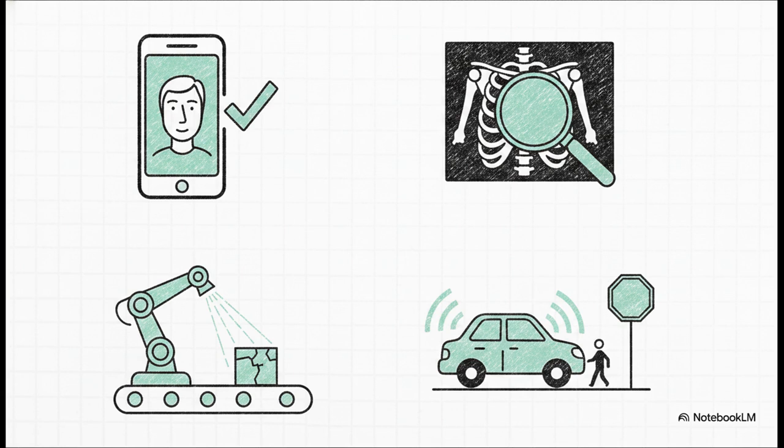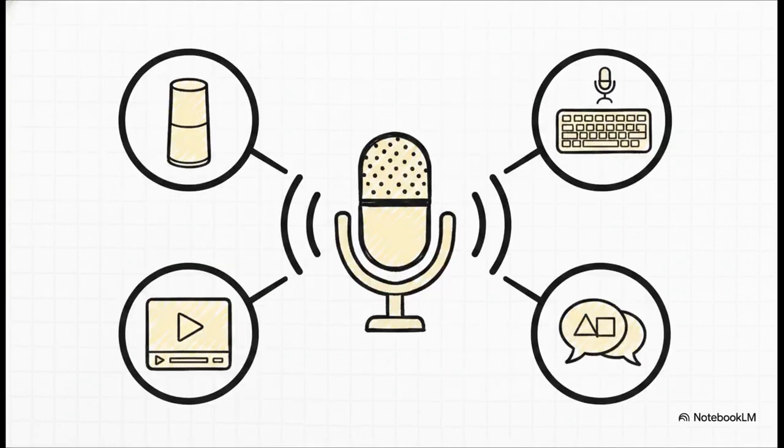It's how AI can assist doctors by analyzing medical x-rays for anomalies way faster than the human eye. It's used in factories to instantly spot tiny defects on products moving down an assembly line. And, of course, it's what allows self-driving cars to differentiate between a pedestrian, a stop sign, and another vehicle in real time. But beyond sight, there's sound.